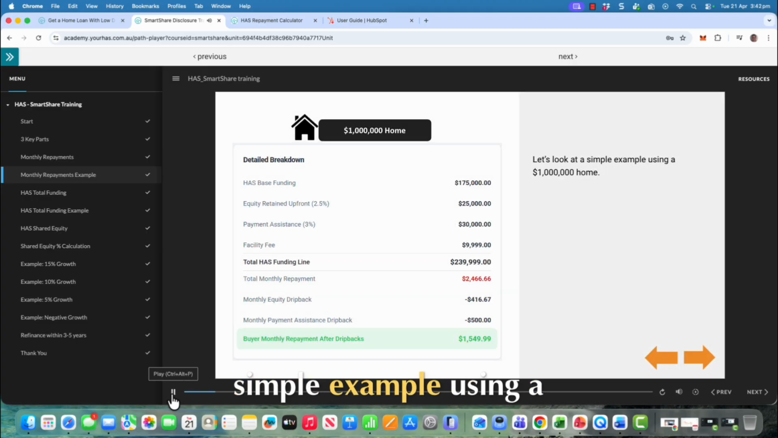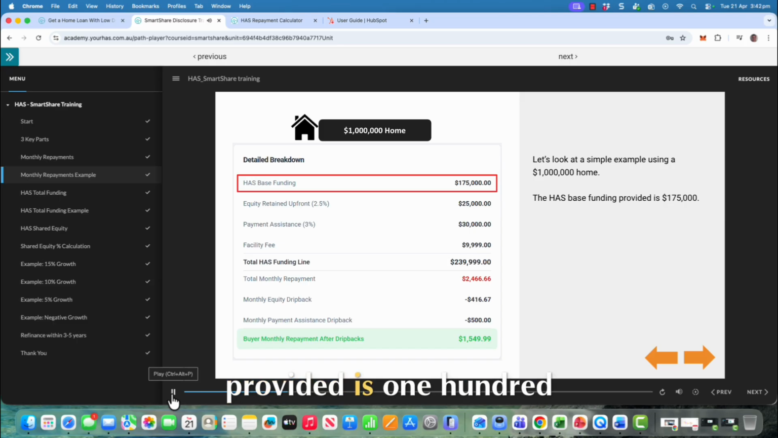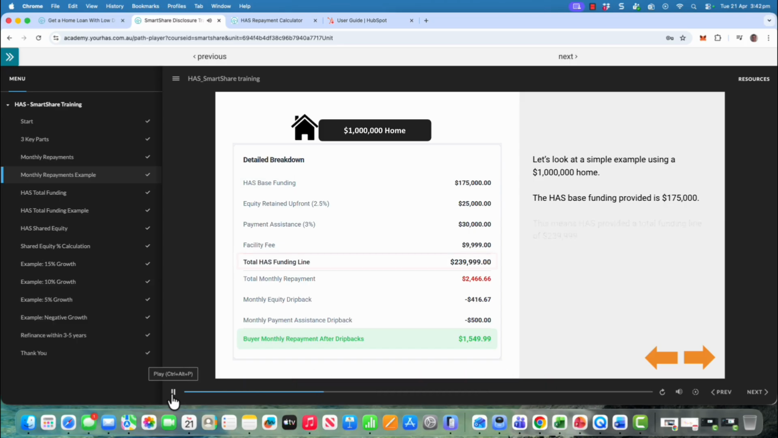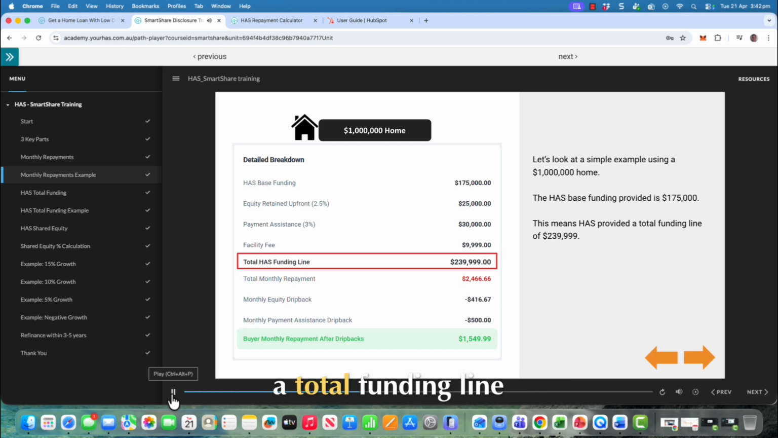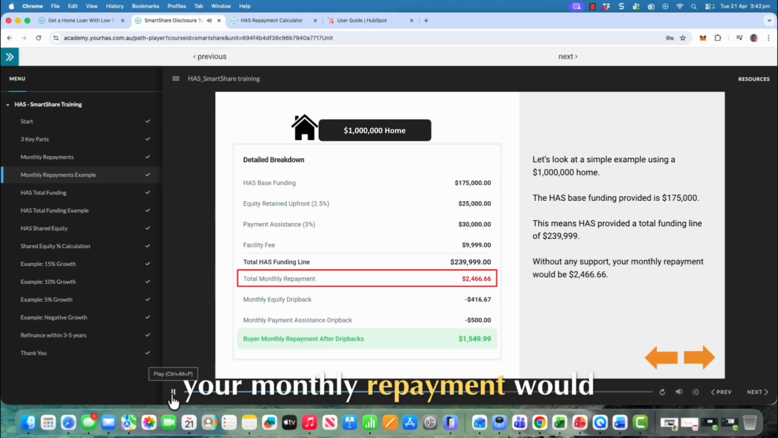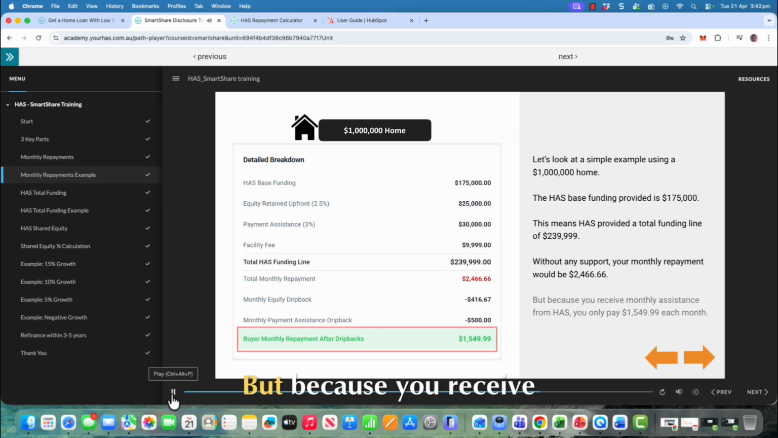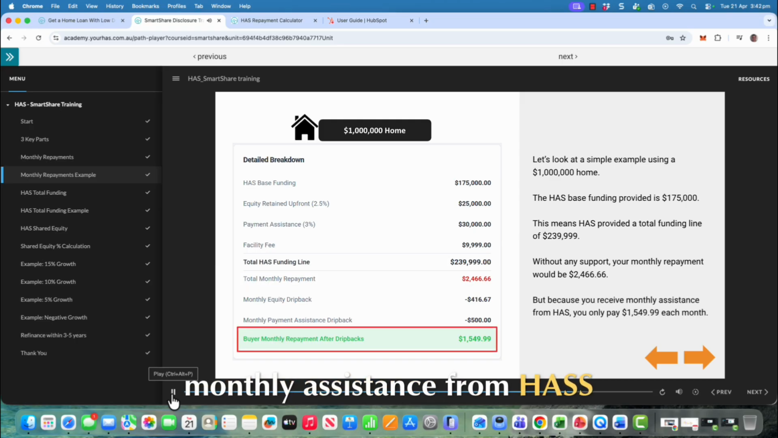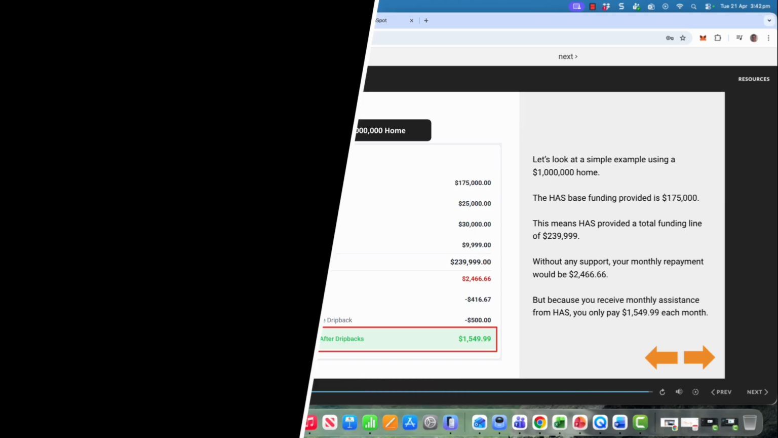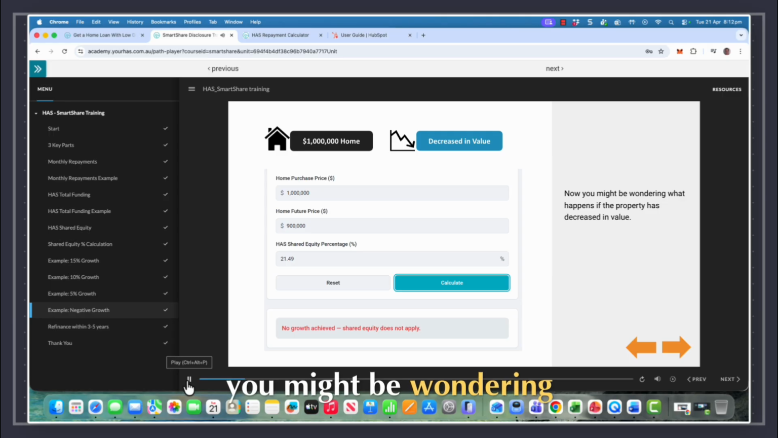Let's look at a simple example using a $1 million home. The HAS base funding provided is $175,000. This means HAS provided a total funding line of $239,999. Without any support, your monthly repayment would be $2,466.66. But because you receive monthly assistance from HAS, you only pay $1,549.99 each month.